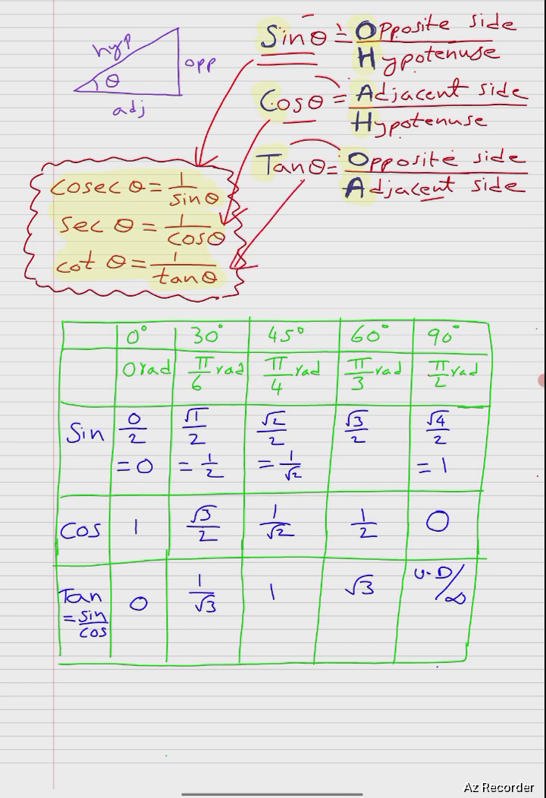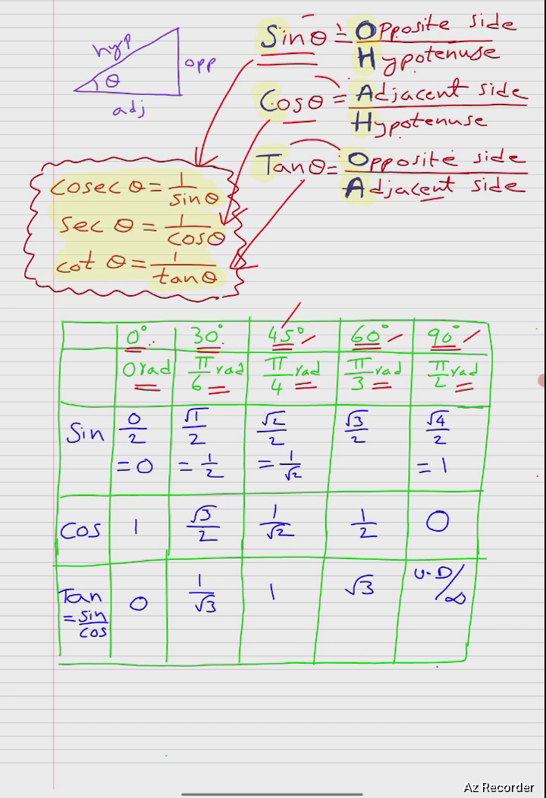Okay. Now, here I have provided some basic angles that we deal with frequently. Those angles are 0 degrees, 30 degrees, 45, 60, 90. And the corresponding angle is given in radians also. 0 degrees in radians is 0 radians. 30 degrees in radians is pi by 6. 45 degrees in radians is pi by 4. 60 degrees in radians is pi by 3. 90 degrees in radians is pi by 2.